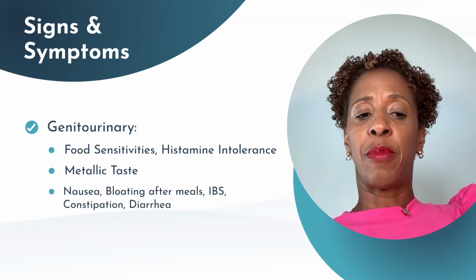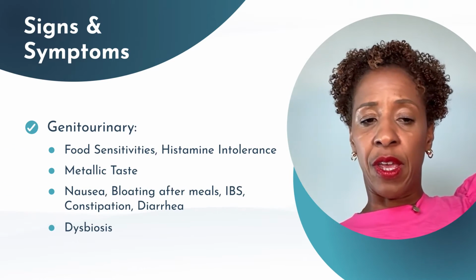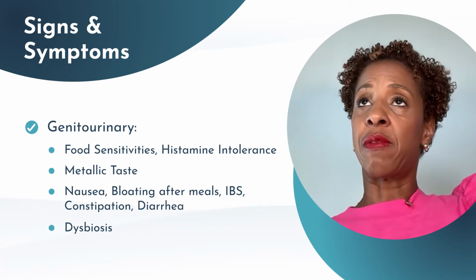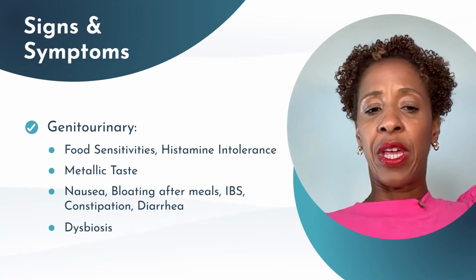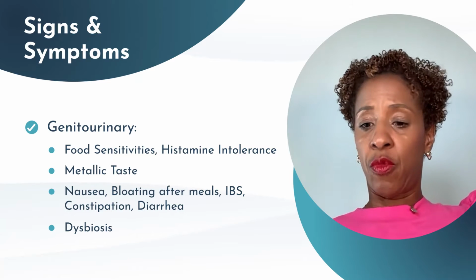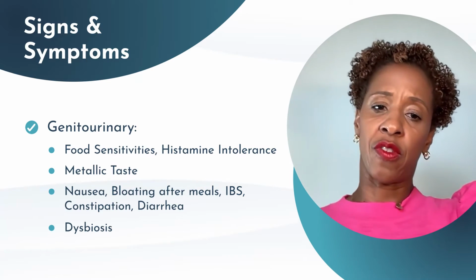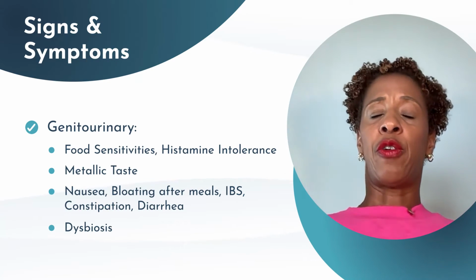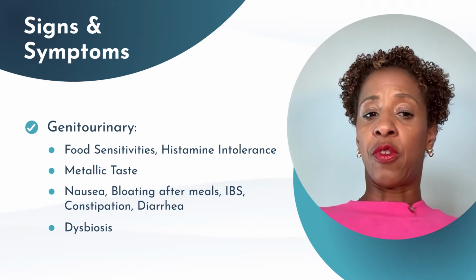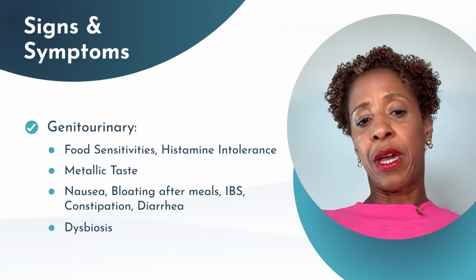From a GI standpoint, we can see more food sensitivities. And we can see something called histamine intolerance, which is when, either from the food or from what's going on in our system, there's an enzyme called the DAO enzyme that helps to break down histamine, and this can become dysregulated.